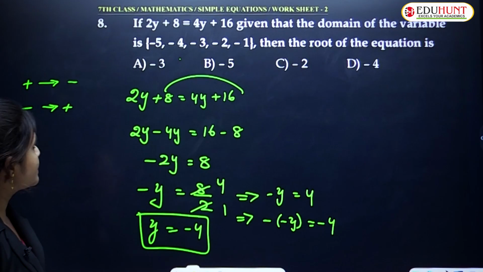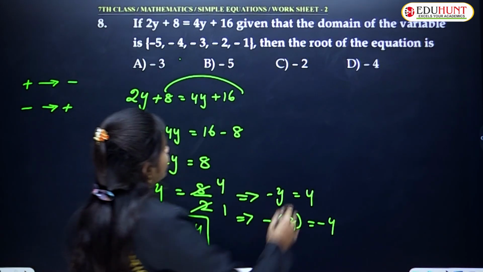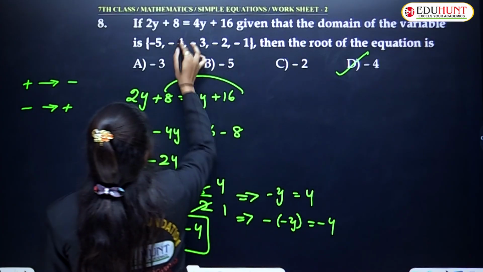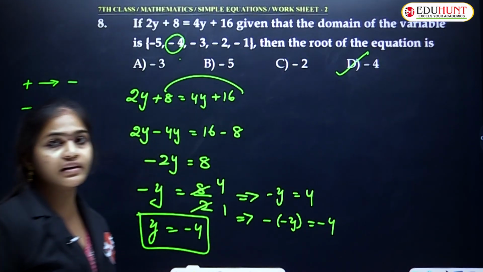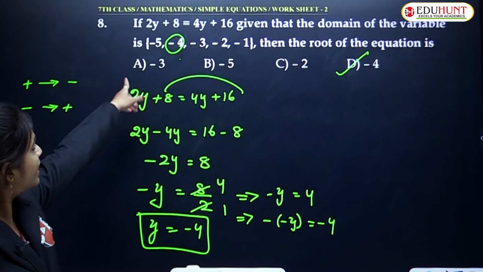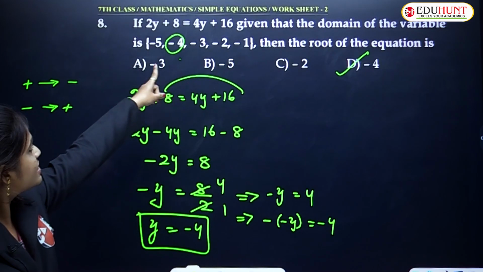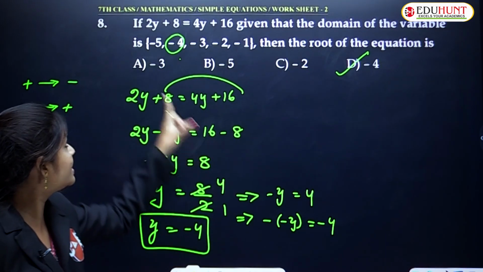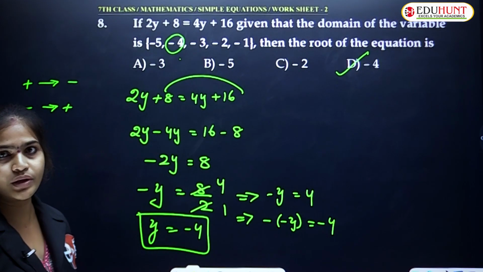Understand ma? So as per this, which option is satisfying? Option D, that is minus 4 is satisfying here. Then here the domain of the variable they given, no? Then from the set of integers, the value which satisfies is minus 4. Okay? Yes.